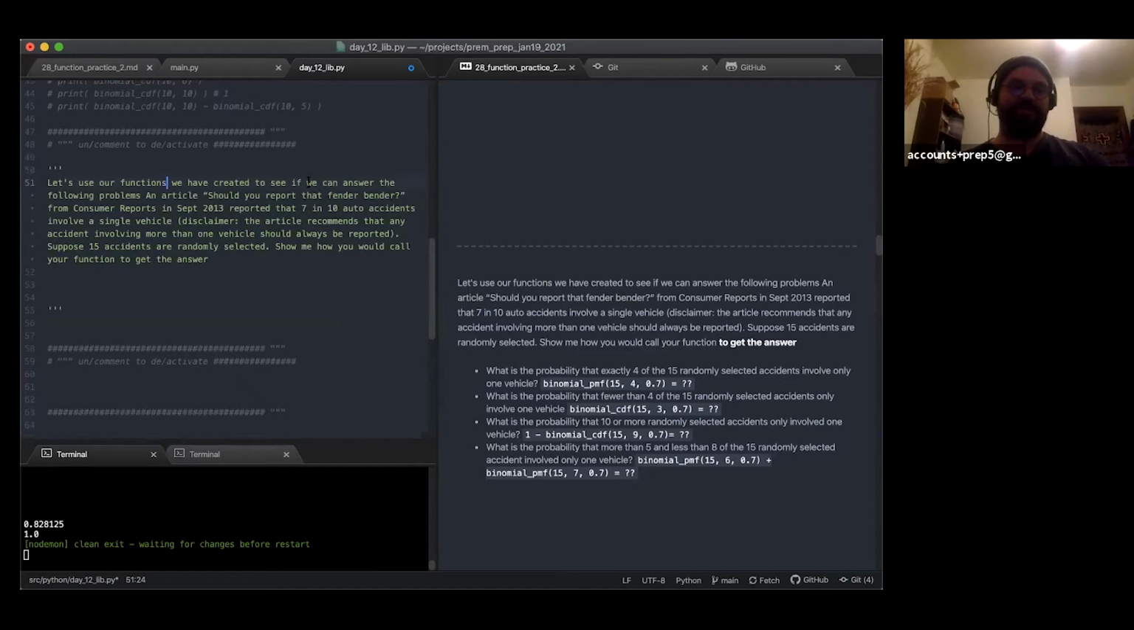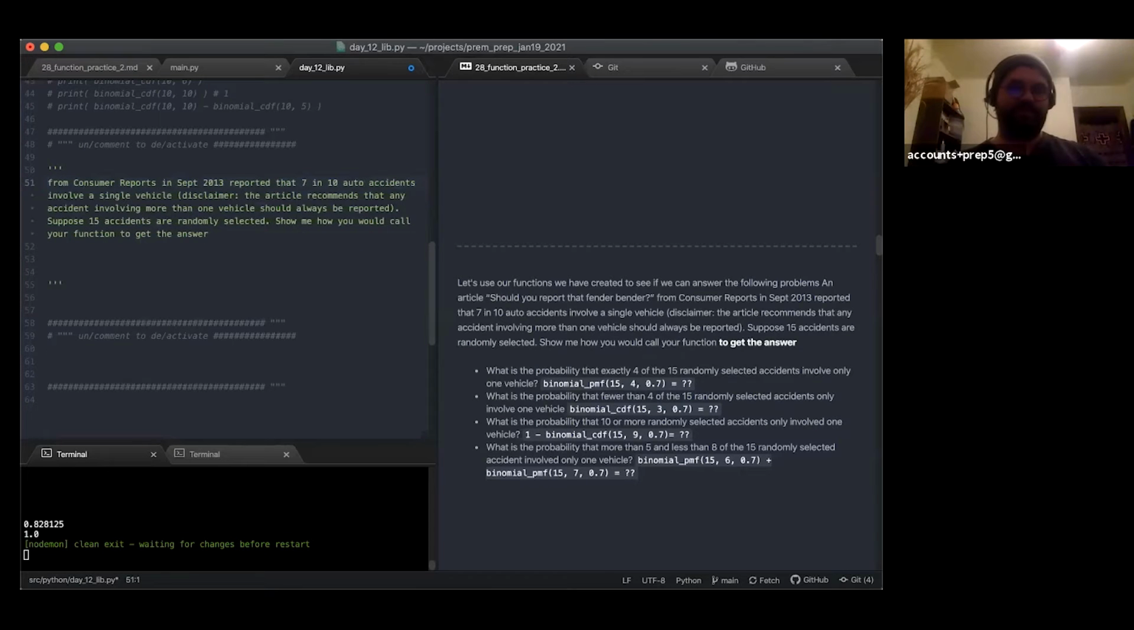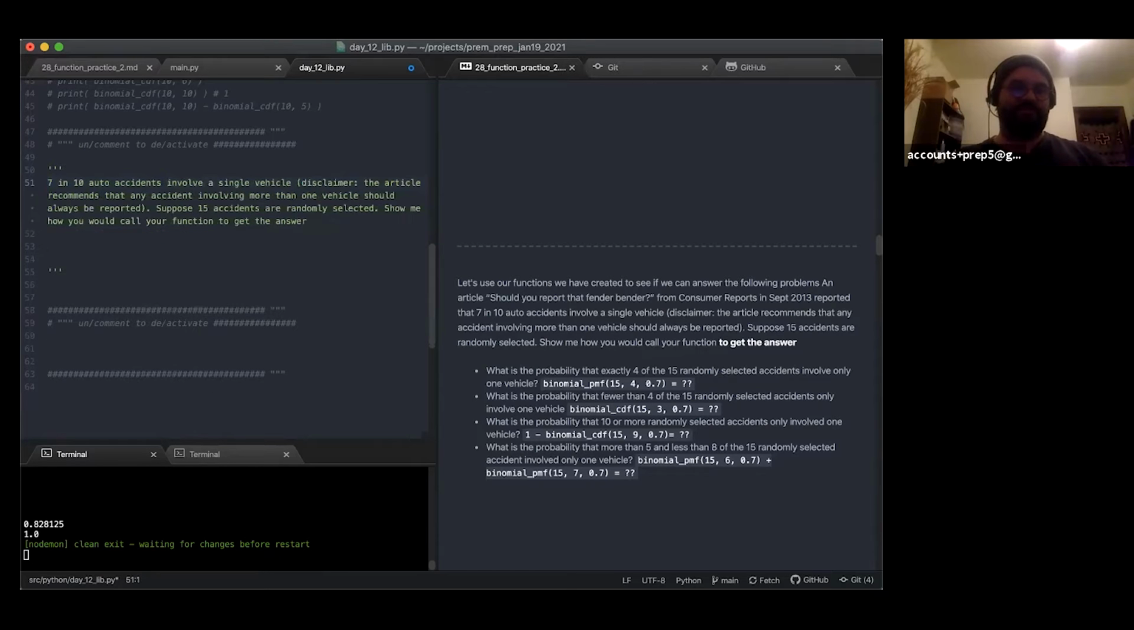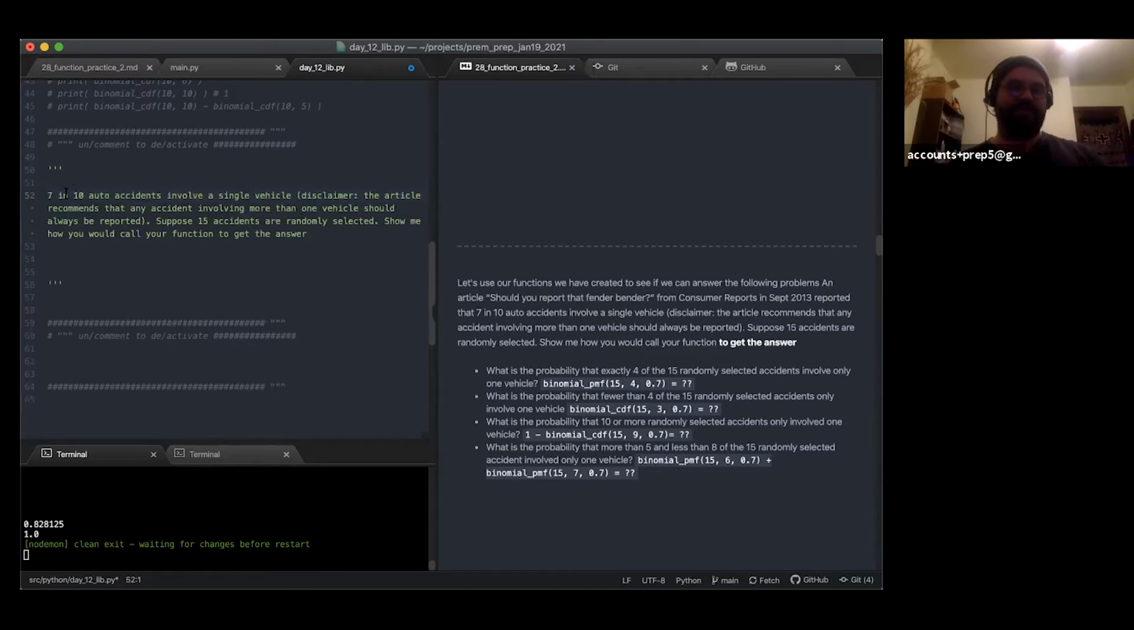So let's use our function we created to answer, should we report a fender bender? Okay, so we'll delete that part. From Consumer Reports, September 2013, reported that, I'm just going to pare this down, right? So it says 7 in 10 auto accidents involve a single vehicle.